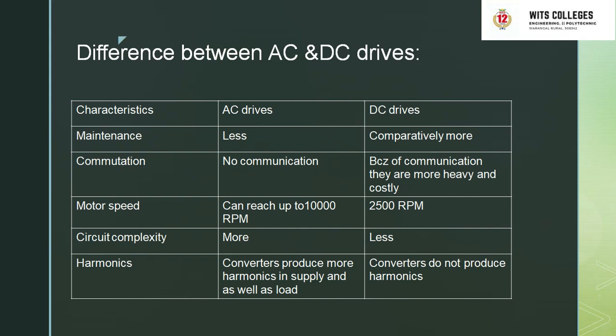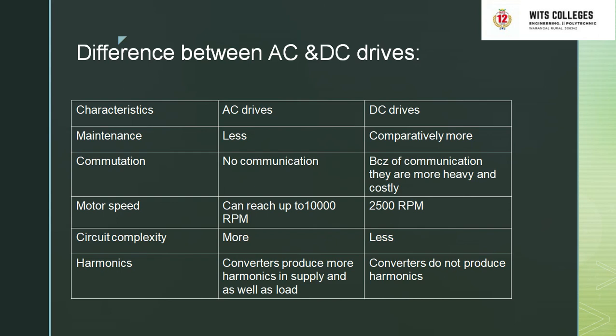Next, commutation. In AC drives, there is no commutation, which makes AC drives less bulky and inexpensive. Whereas in DC drives, because of commutation, they are more heavy and costly. Now coming to rectifiers, there is no need of a rectifier circuit in AC drives, whereas DC drives require a rectifier circuit.